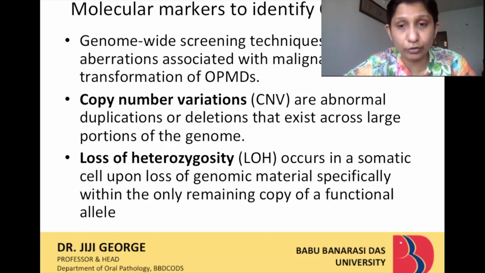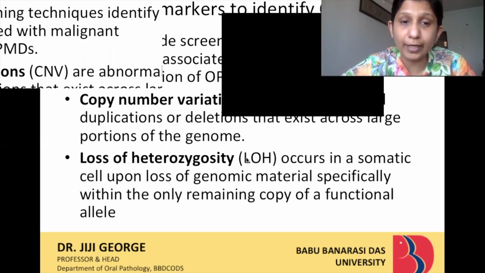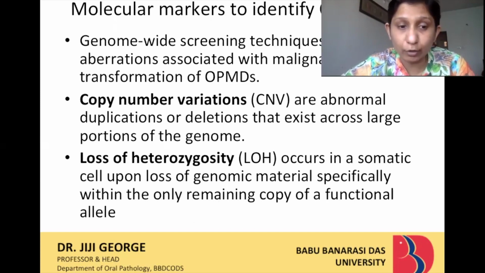Loss of heterozygosity occurs in a somatic cell upon loss of genomic material, specifically within the only remaining copy of a functional allele. That means there's only one functional allele and that itself is defective. So that is called loss of heterozygosity.